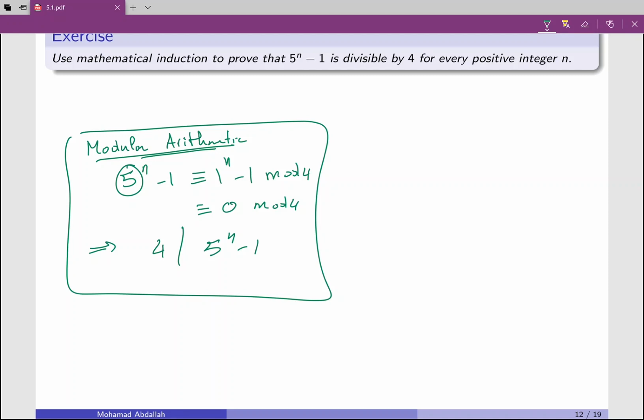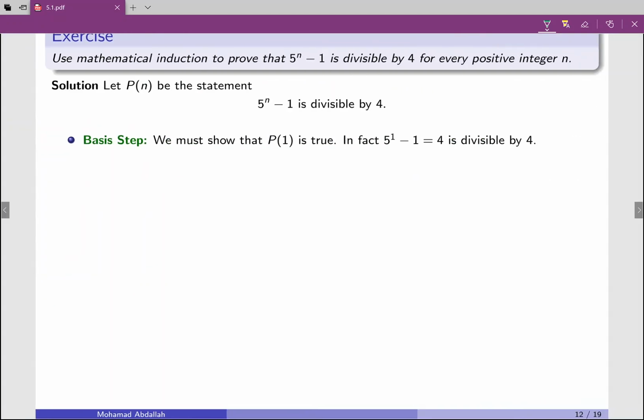You see, some things in modular arithmetic are really simple, but the main thing here is to get used to mathematical induction. So I want to show you how I can do this using mathematical induction. Again, like usual, I'm going to define a statement. I'm going to call it P of n. That statement means that 5 to the power n minus 1 is divisible by 4. Or if you want, you can say 4 divides 5 to the power n minus 1. It's the same thing.